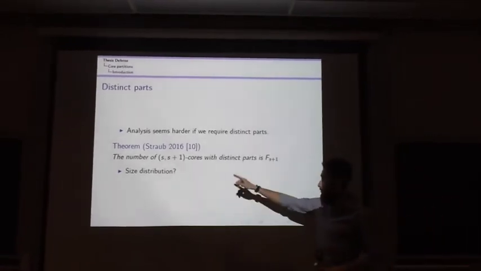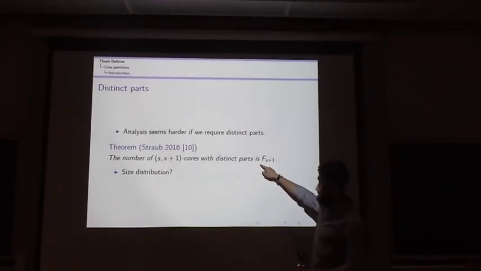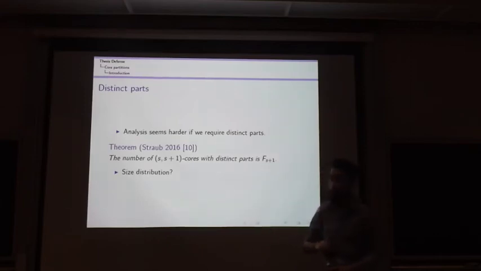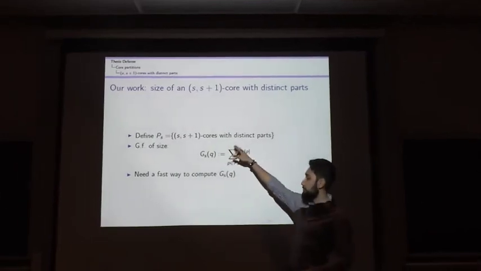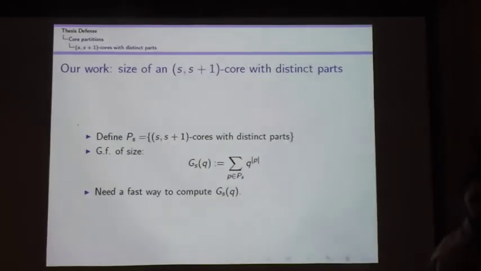So if you look at S plus 1 cores with distinct parts, if you enumerate those, Stroud proved that it's a Fibonacci number. But as far as the distribution of the size, that's where we did our work. So let's just, for easier notation, define P sub S to be the partitions we're interested in.